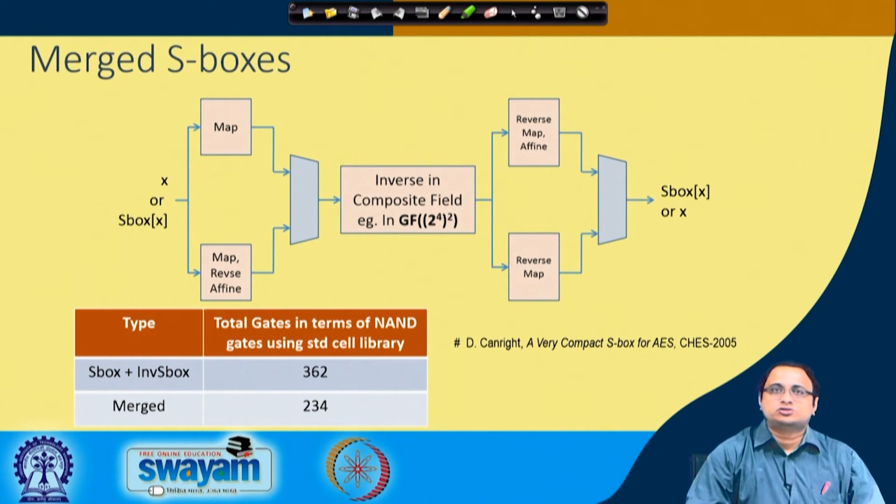Okay. Of course, you need to implement the inverse in an efficient manner, and that has been studied in several works. In particular, it is nicely described in this paper by Canright, which is a very compact S box for AES, and it is very pioneering work on how you can efficiently implement the S box in composite fields. Okay.